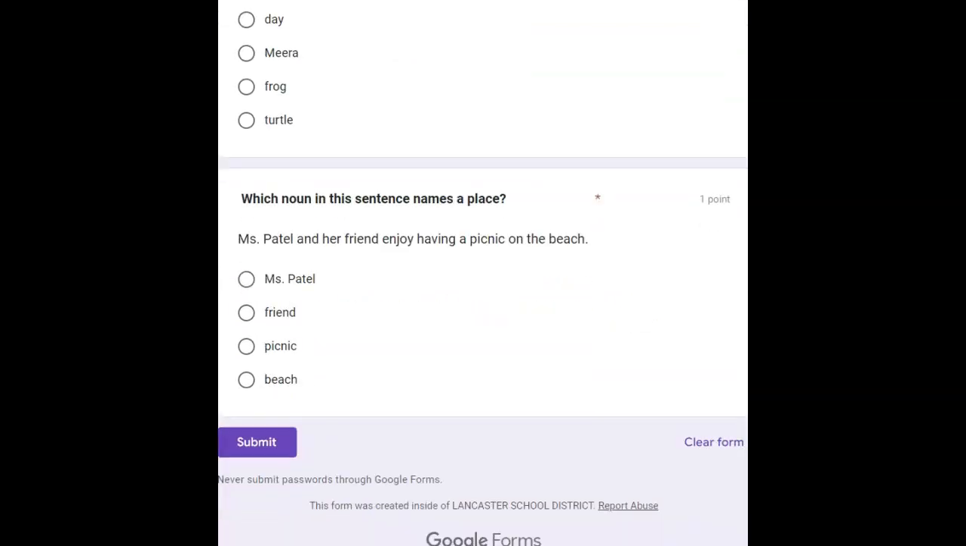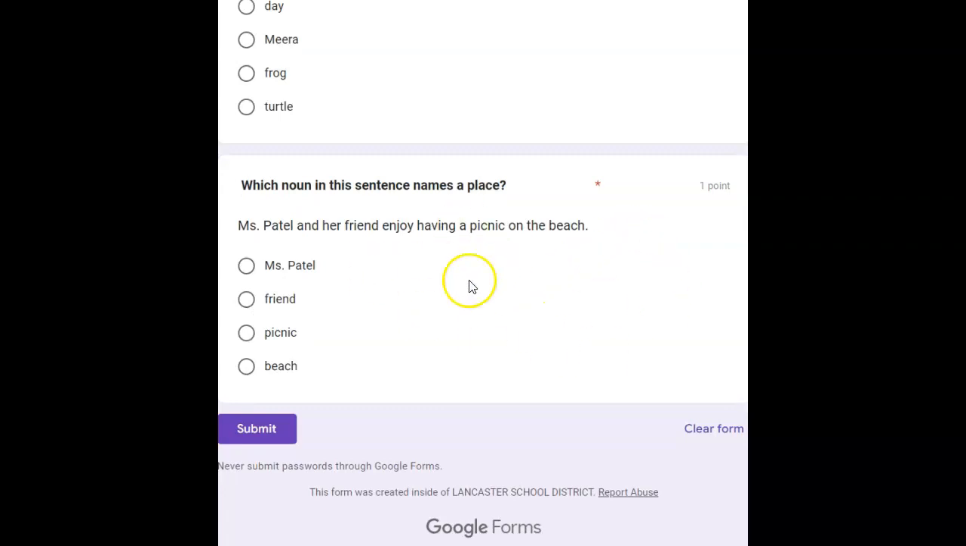Once you have selected all of them, and you have to select all of them, if not, you won't be able to hit submit. Once you select all of them, you hit submit and you are done with this assignment. Okay?